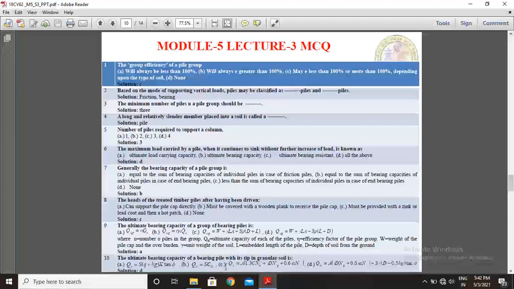The ultimate bearing capacity of a bearing pile with its tip in granular soil is given by: first option is Q equal to S times Q plus H into K tan phi. Second option Q equal to S C A. Third option Q equal to A times 1 plus 3 times C Nc plus gamma D Nq plus 0.6 gamma A N gamma. Fourth option Q equal to A times gamma D Nq plus 0.6 times gamma A N gamma plus S gamma into D minus 0.5 times H G into tan phi. Option D, that is the fourth equation.